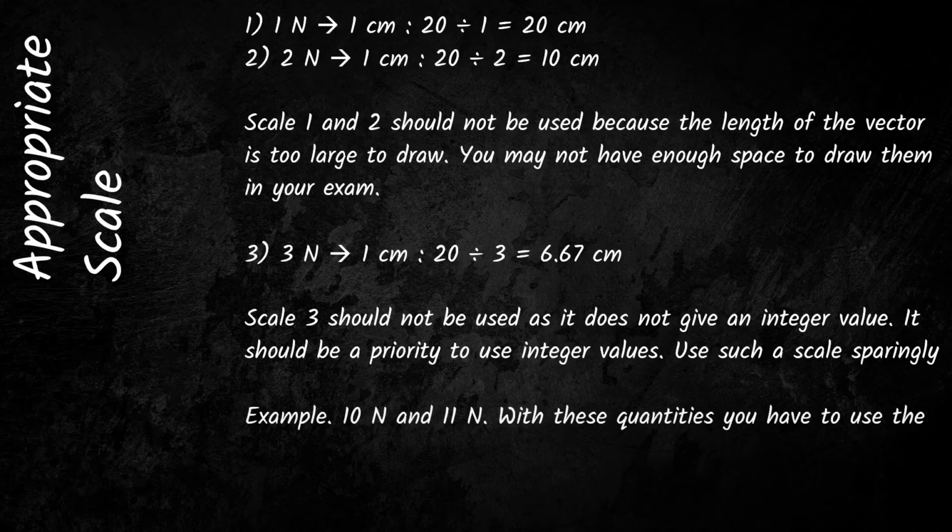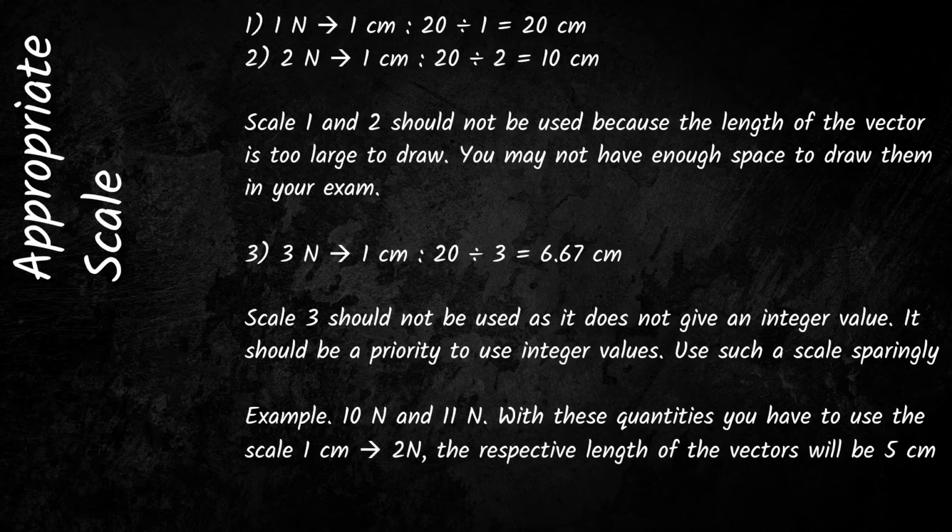Let's say, for example, you have to draw a 10 Newton and an 11 Newton vector. The problem with this is that 10 and 11 newtons don't have a common factor. Hence, we are going to have to use a scale which gives you non-integer values. So let's say, for example, we take the scale 1 centimeter gives me 2 newtons. Then the respective lengths would be 5 centimeters for the 10 Newton, and 5.5 centimeters for the 11 newtons. So you're getting a non-integer value, but you don't have any other option in this case. Again, scales 1, 2, and 3 all are considered inappropriate.